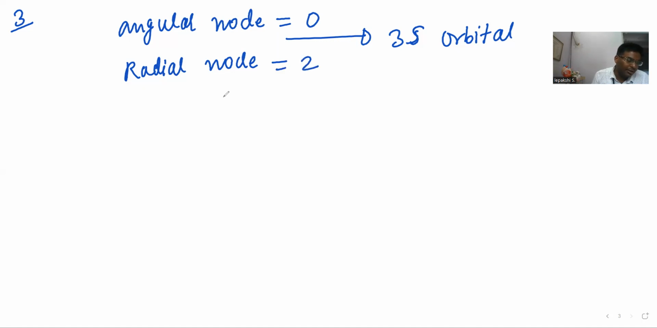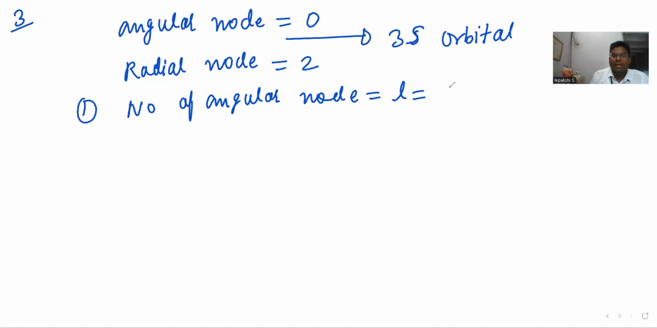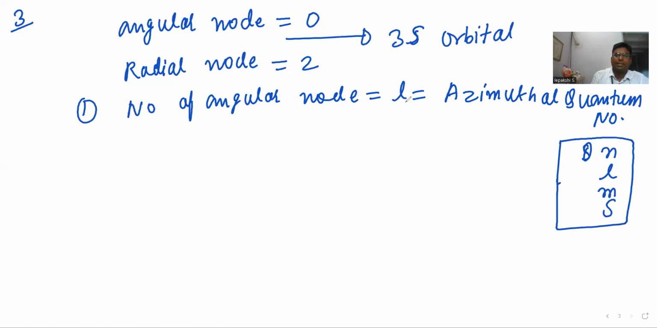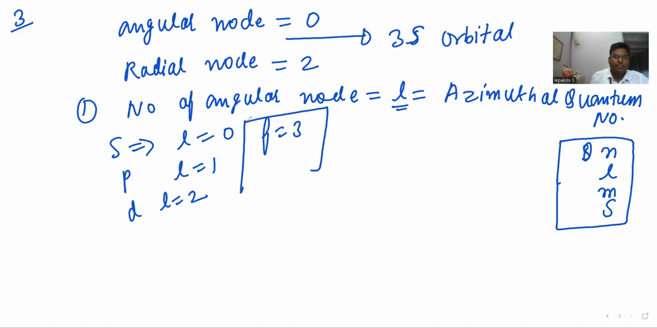The number of angular nodes is L. How to find the number of angular nodes? Angular node is equal to L. What is L? L is the azimuthal quantum number. There are four types of quantum number: principal quantum number, azimuthal quantum number, magnetic quantum number, and spin quantum number. And as we know, for S, L is equal to 0, for P, L equals 1, for D, L equals 2, and for F, L equals 3.